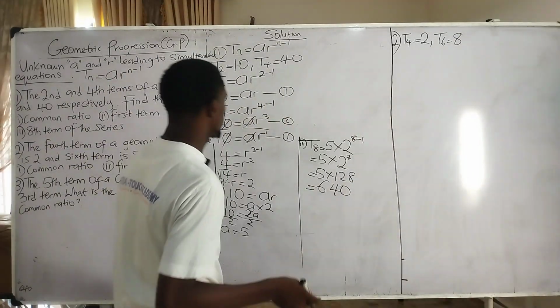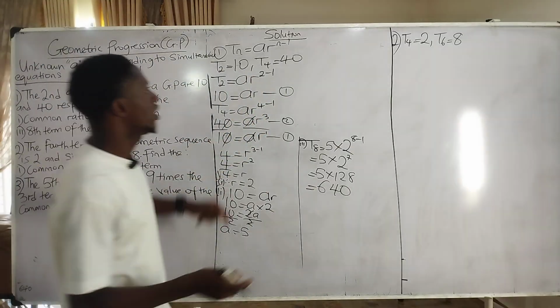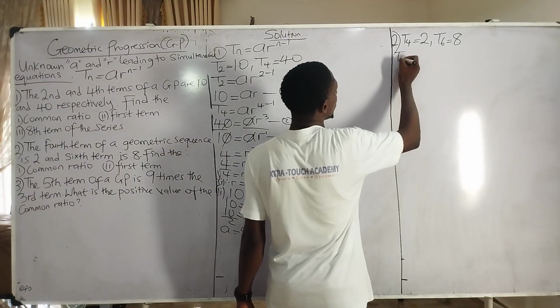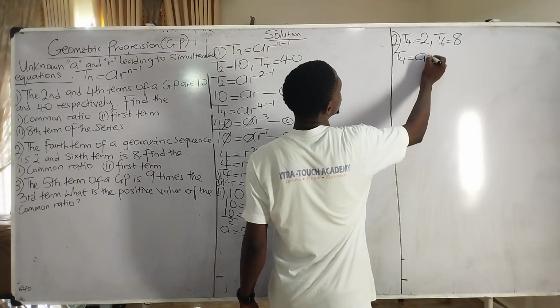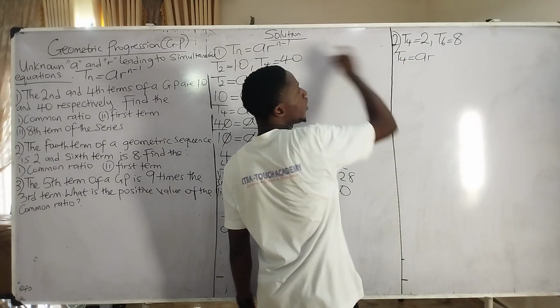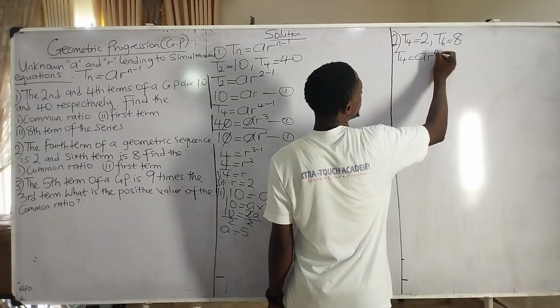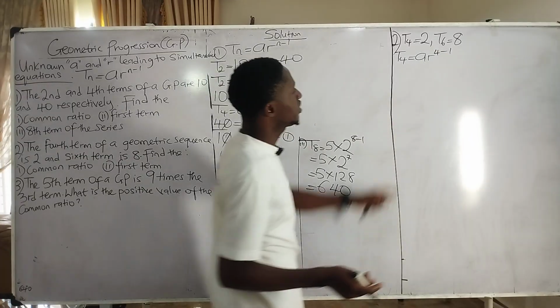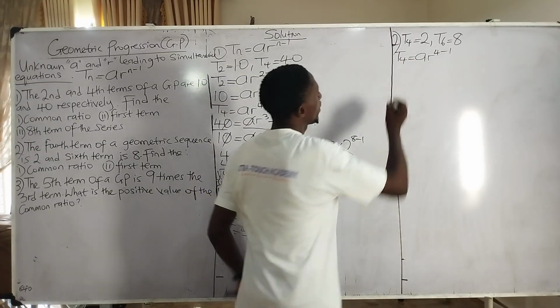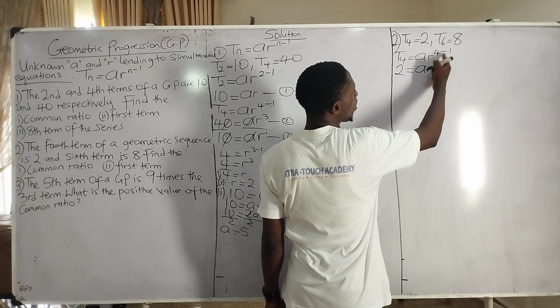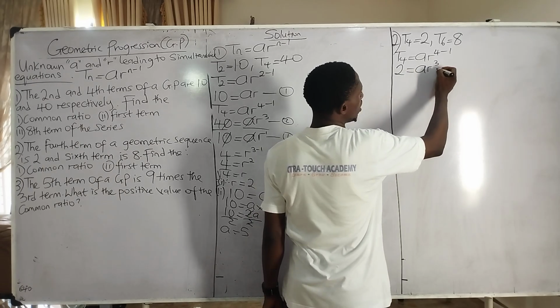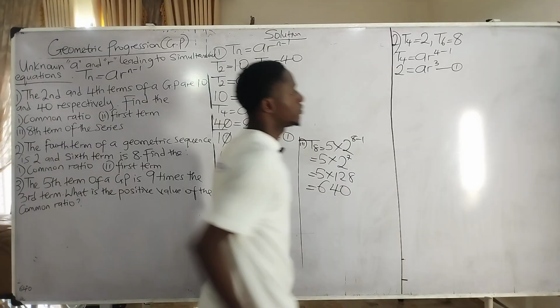Find the common ratio, still using the same principle here. So we have T4 with this formula is equal to AR raised to the power of, our n is 4, so we have 4 minus 1. The fourth term was given to us as 2. So we have 2 is equal to AR raised to the power of 4 minus 1, which is 3. Let's call this equation 1.